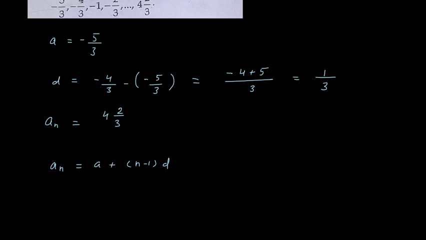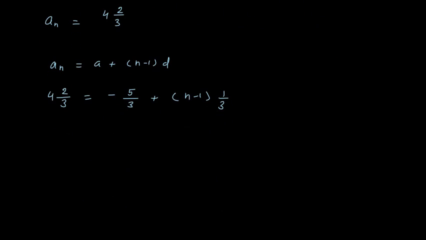Now AN is given as 4 2 divided by 3, which is equal to the value of A, minus 5 divided by 3, plus N minus 1 into the value of D, 1 divided by 3. So here, 4 3s are 12, 12 plus 2, 14 divided by 3, plus this 5 divided by 3 I will add, and here it will be N minus 1 into 1 divided by 3.